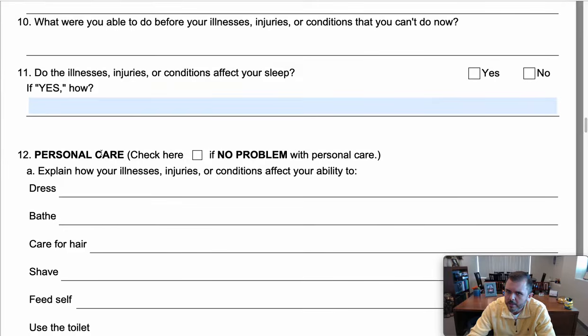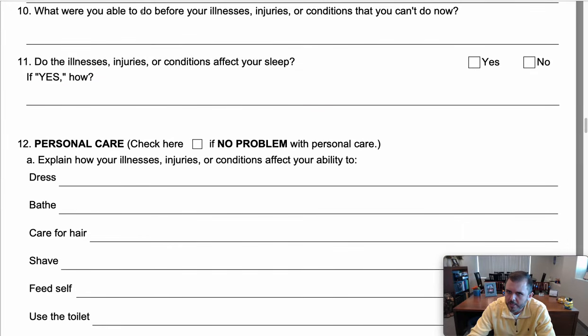Question 10, and this is just another example of Social Security's complete inability to make a form properly. What were you able to do before your illnesses, injuries, or conditions that you can't do now? They give you a measly 1 line to answer the question, so keep it brief. However, if there are things you used to enjoy, I've had clients in my area who really enjoy ATV, fishing, going hunting, that kind of thing.